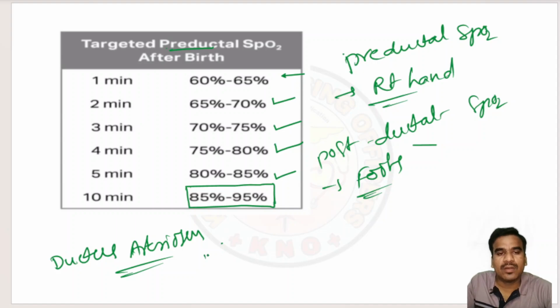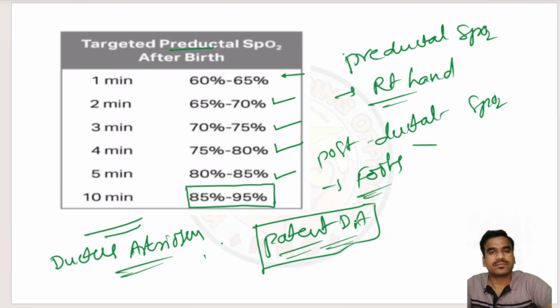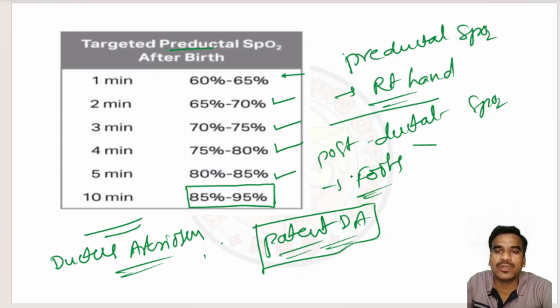Okay, so suppose the ductus arteriosus is not closed, that is called patent ductus arteriosus, PDA. That is a big chapter. Akhil sir will deal with that. Okay, PDA. Just imagine, pre-ductal means before the ductus arteriosus, and post-ductal means after the passage of the blood through it. So pre-ductal is assessed in the right hand and post-ductal is assessed in the foot. Okay, this is an advanced question. They may ask you.